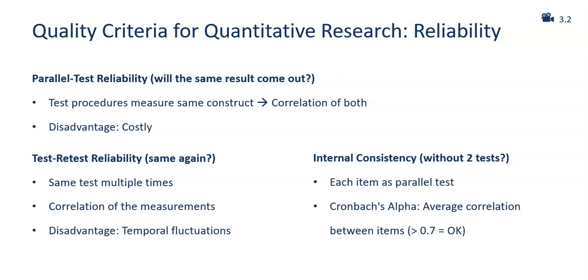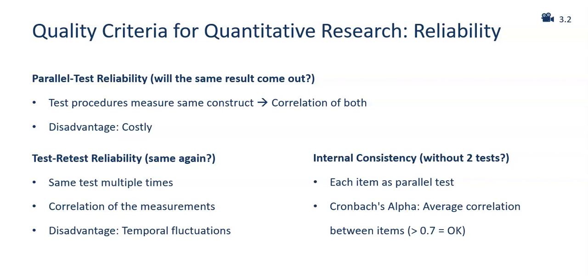However, it may also be useful to check not only the reliability of the entire test procedure, but also the reliability of the individual parts of a test procedure. Imagine that we want to check the reliability of a test procedure, for example, a scale for measuring self-esteem based on 10 individual statements or 10 individual items. We could now develop an alternative scale and see if the same thing comes out. Or we could apply the same scale several times and see if the same things come out again.